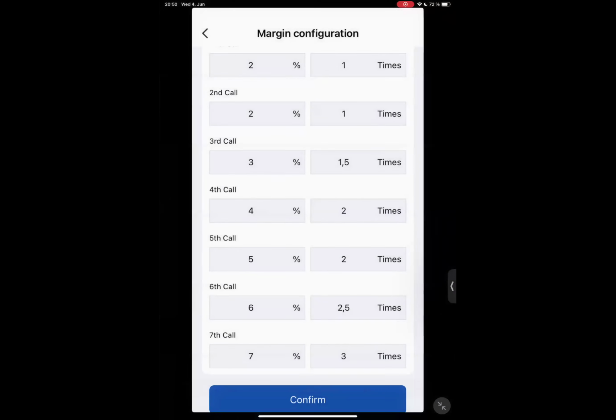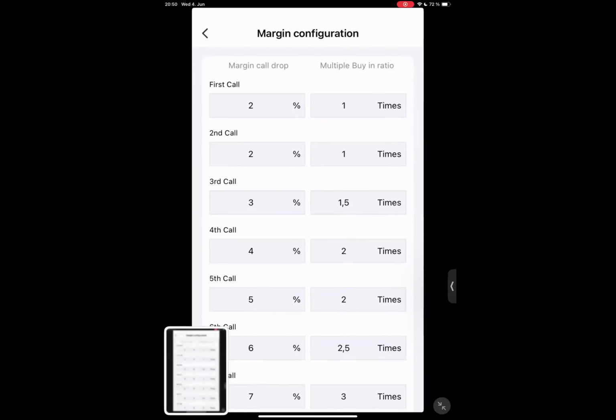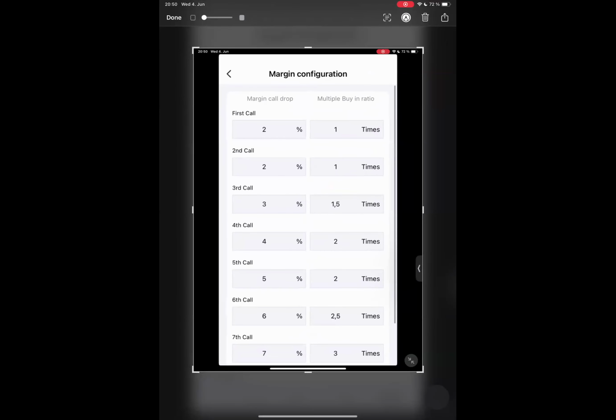Now let me explain the multiple buy-in ratio. It's not difficult to calculate, okay? So when we add 1 plus 1, that will be 2, plus 2.5, that will be 3.5, plus 2, that will be 5.5, 7.5, then 10, then 13. Okay, that is the total.